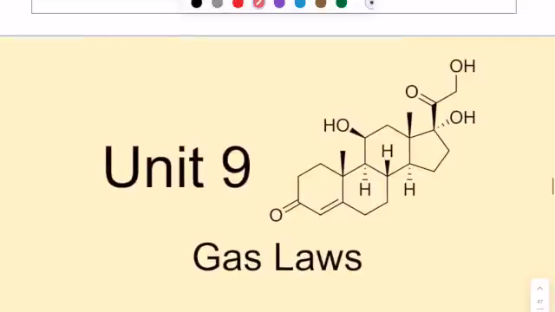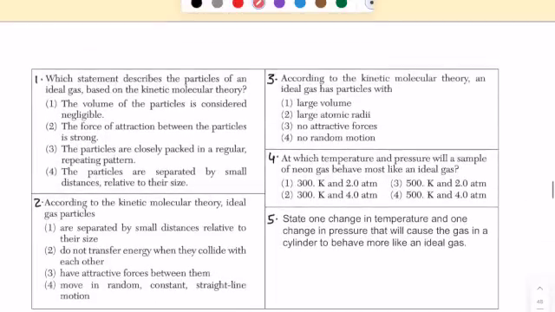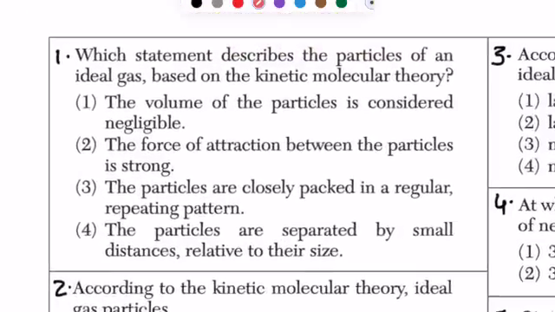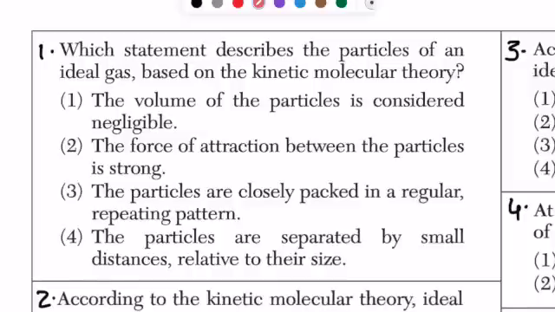Now let's go ahead and talk about some gas laws. Which statement describes the particles of an ideal gas based on the kinetic molecular theory? So remember, kinetic molecular theory says that particles move in constant, random, straight line motion. They have negligible volume and they have negligible intermolecular forces. And lastly, when they collide, the overall energy still remains the same. They just transfer their energy from one body to the other. So if you look at these options, the volume of the particles is considered negligible.